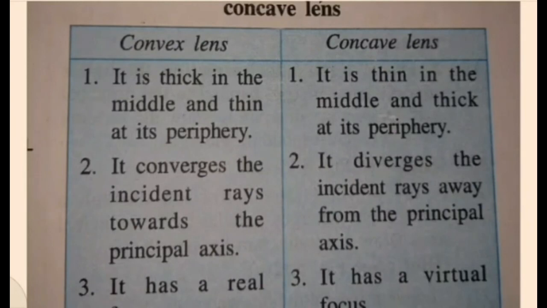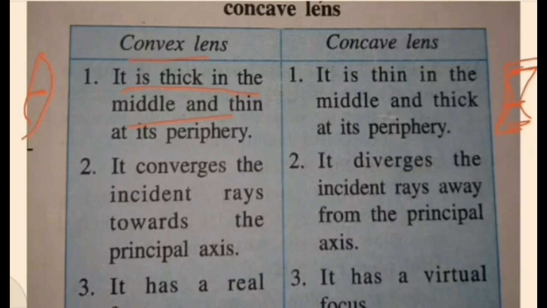First one, the convex lens. When we did the definition, we found that it is thick in the middle and thin at the periphery. Whereas for a concave lens, the lens thickness will be more at the periphery than at the middle region. The middle region will be thin.